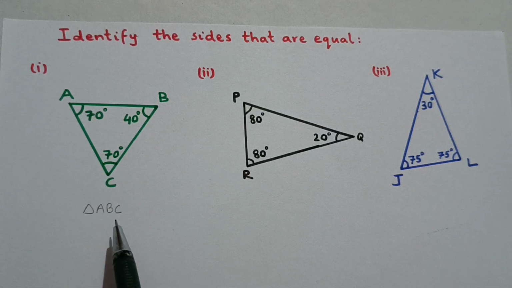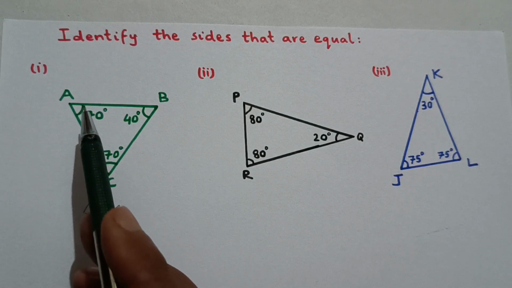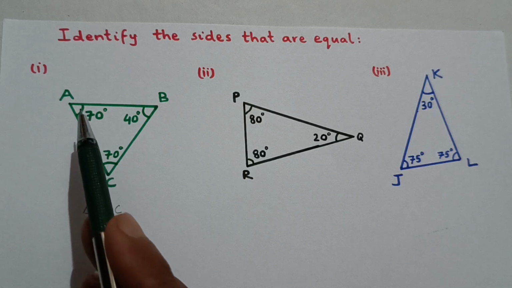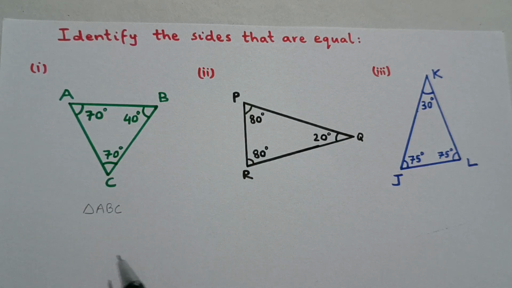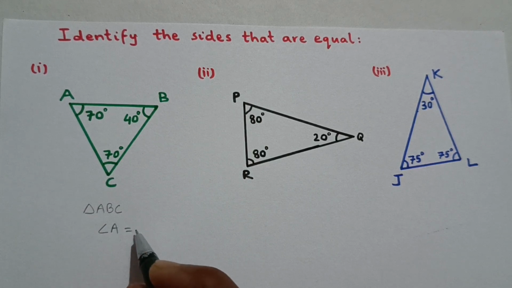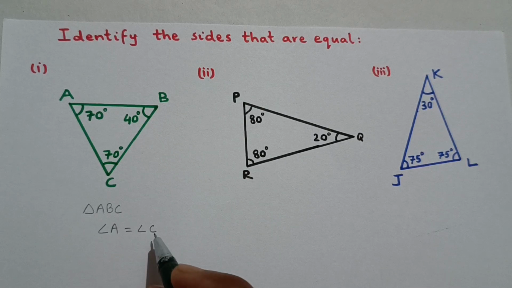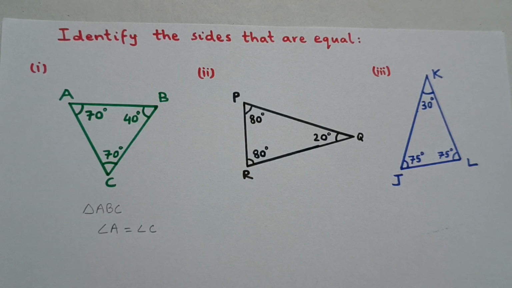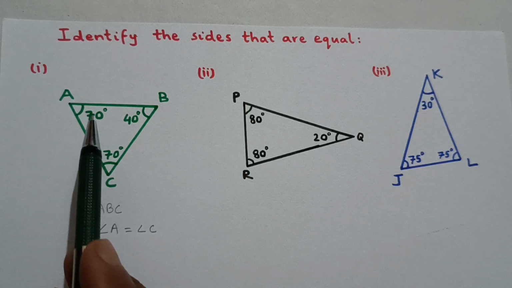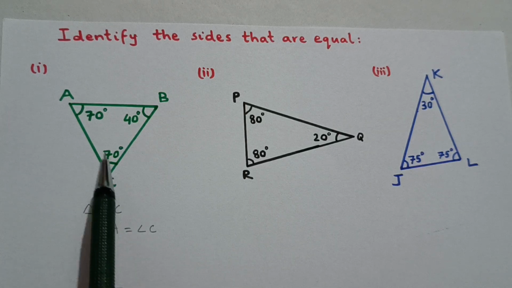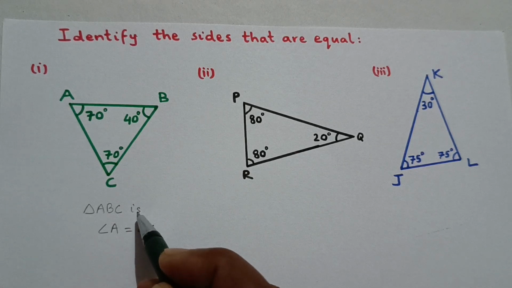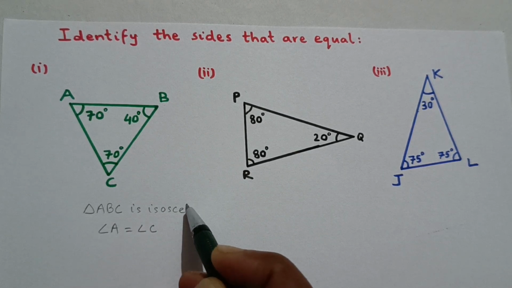So in triangle ABC we can see that angle A and angle C have the same measure. So angle A is equal to angle C, because both of them have the same measure of 70 degrees. So triangle ABC is an isosceles triangle because here two angles are equal to each other. So therefore triangle ABC is isosceles triangle.